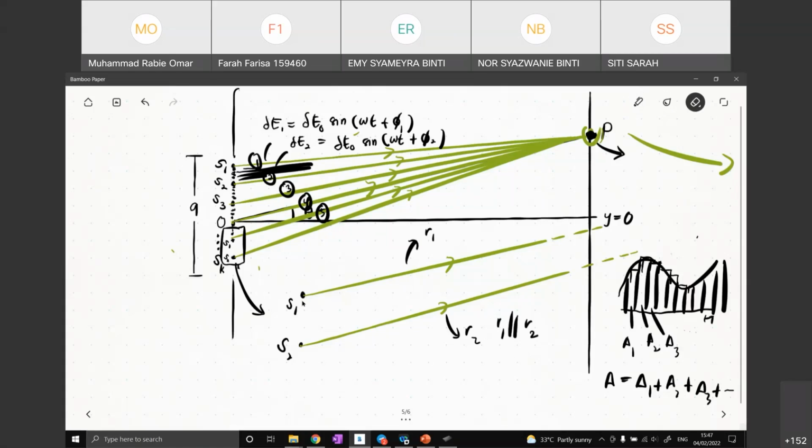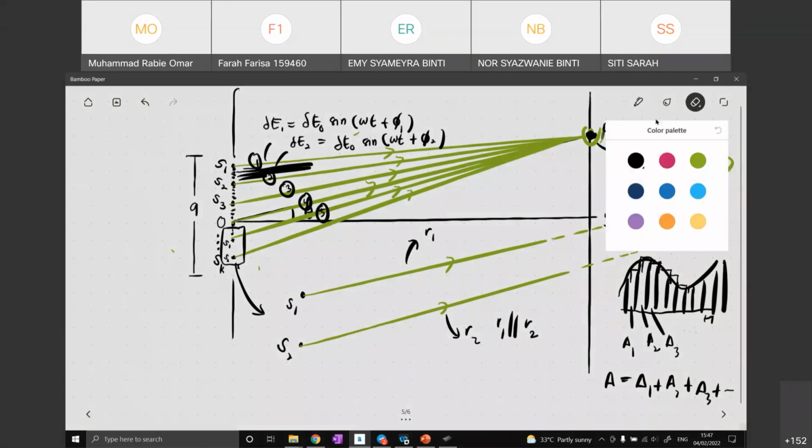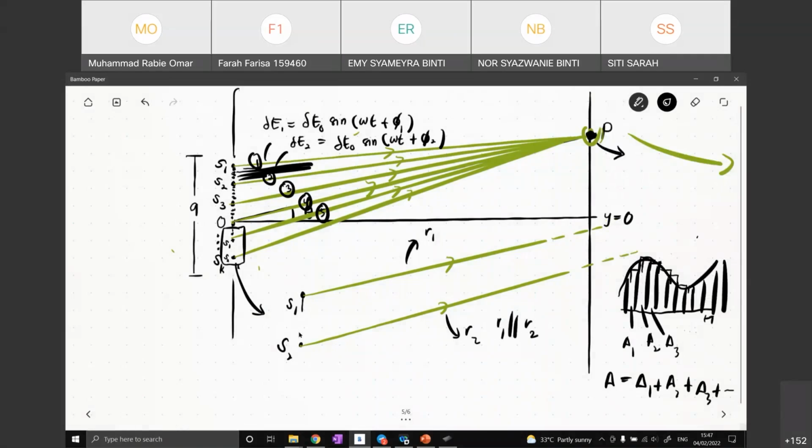Now I'm drawing another line here. This is my delta A, because from here to here is delta A. From here to here is delta A. So of course, from this particular point to this particular point, the size is delta A.